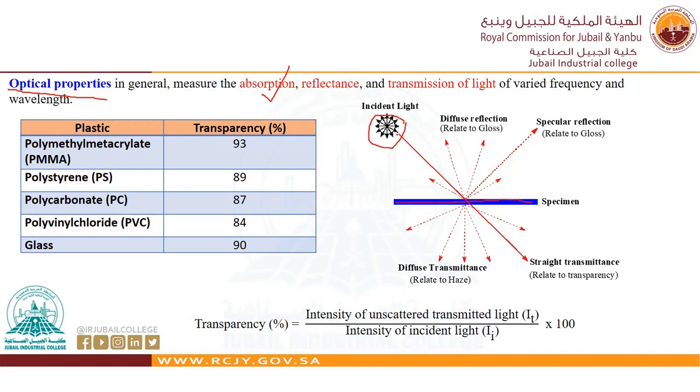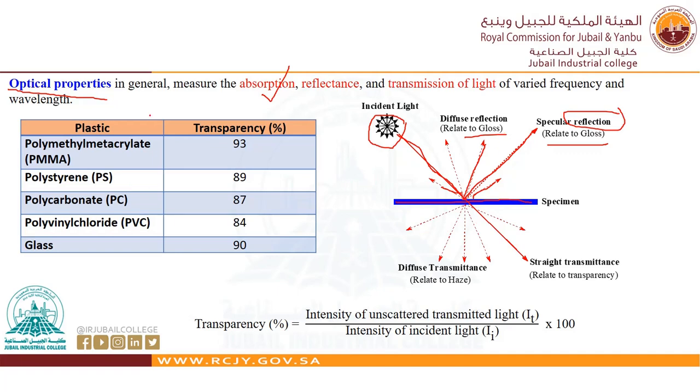When you subject the polymer to light, you could have what we call reflection, and there are two types of reflection. The light will reflect at the same angle, and that is called specular reflection, or it could reflect at different angles, and this is called diffuse reflection. These two reflections are related to the surface properties of the polymer, and this is related to what we call gloss. A gloss meter is used to measure these surface properties of the polymer.